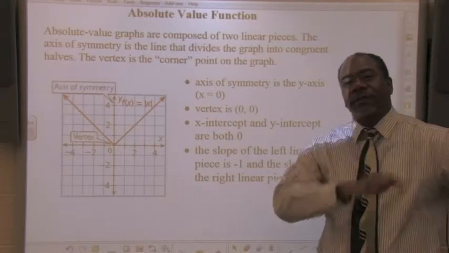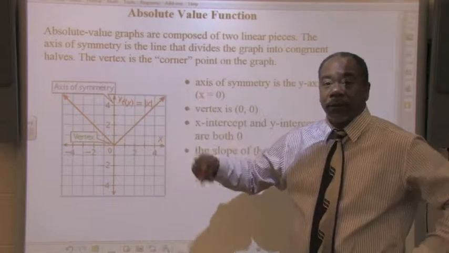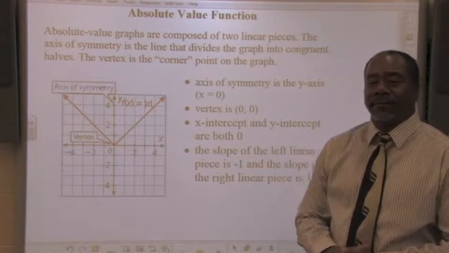Okay, here's another function that you're going to need to know for Algebra 1. It's the absolute value function. It's the function that looks like a V.